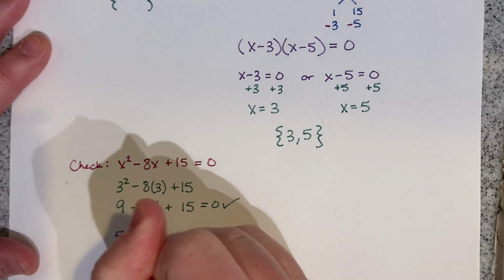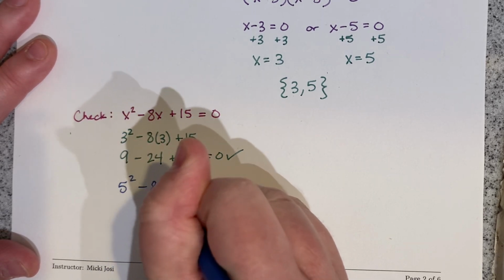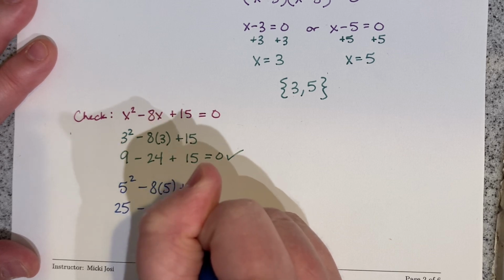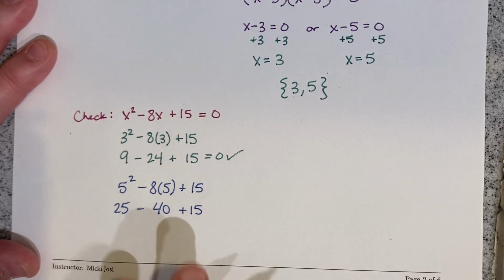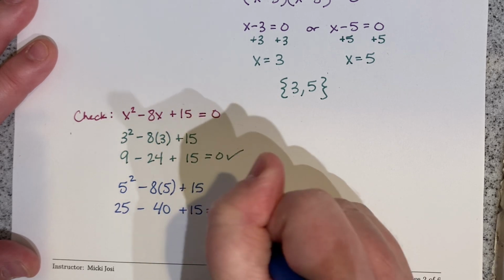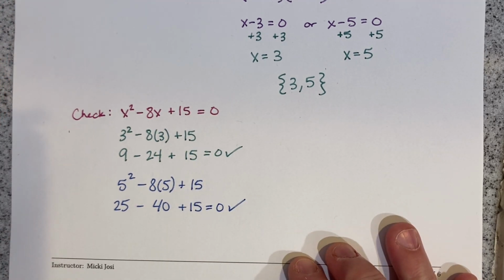Let's try the next one. 5 squared minus 8 times 5 plus 15. 25 minus 40 plus 15. Well, 25 plus 15 is 40, minus 40 equals 0. So both solutions do make the original equation true.